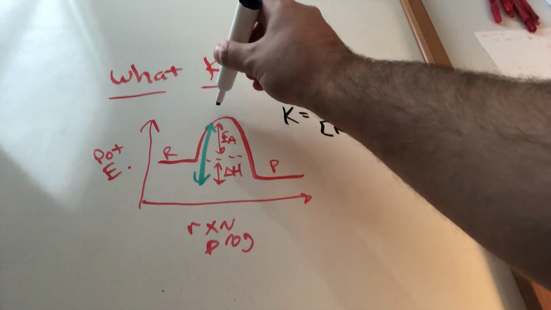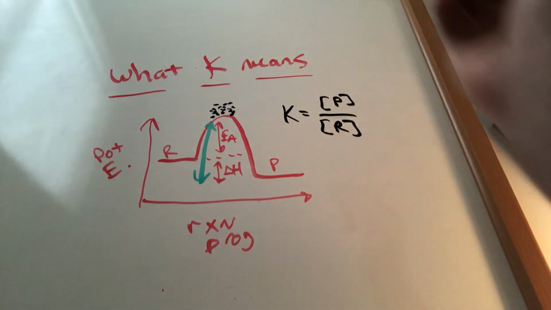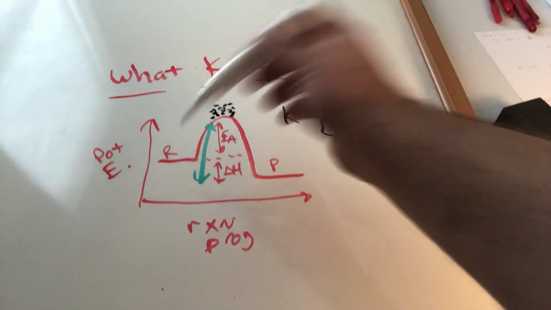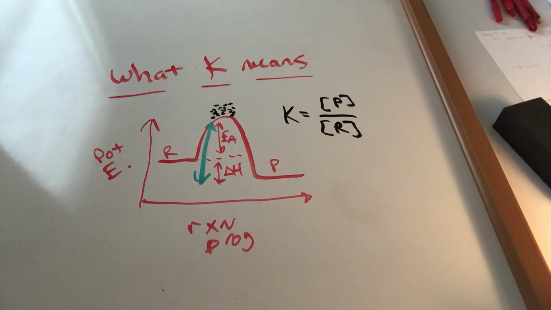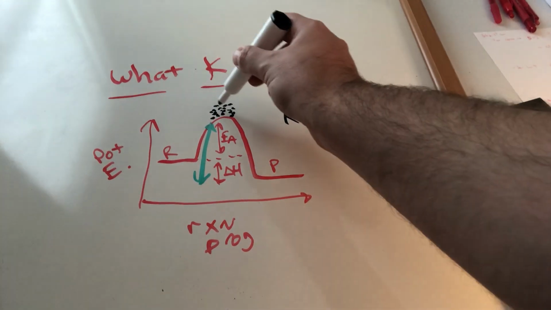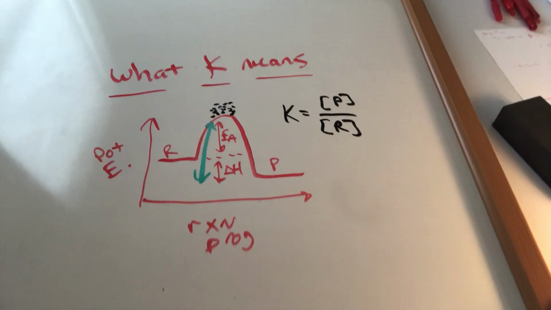It's kind of like if you had a bunch of balls up here, and let's just say that they're balls that are going to roll downhill. What K tells us is where these balls would rather be, right? It tells us what proportion of them are going to roll down to the product side versus what proportion are going to roll down to the reactant side. So just a couple of quick examples.